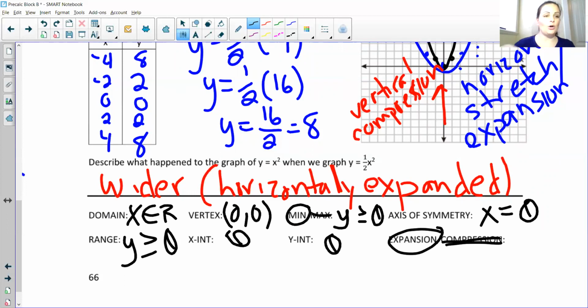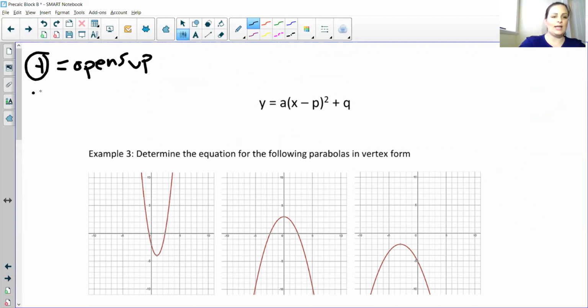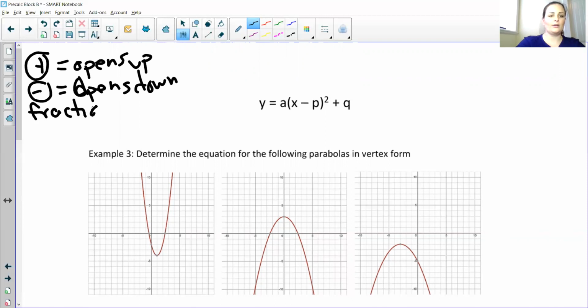Okay, so let's summarize the formula all over again. So this value for A tells us a lot of things. If it's positive, it opens up. If it's negative, it opens down. If it's a fraction, regardless of whether it's positive or negative, because that tells you if it opens up or down, you're going to have a horizontal expansion.